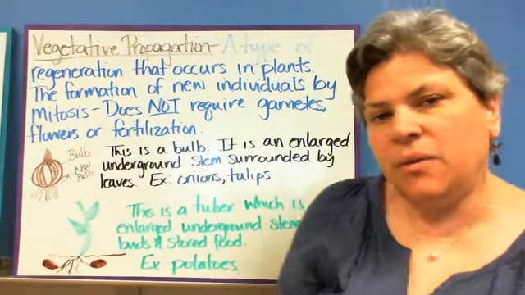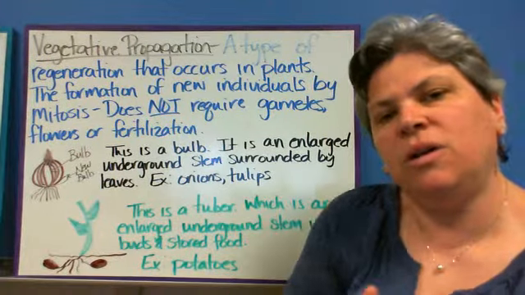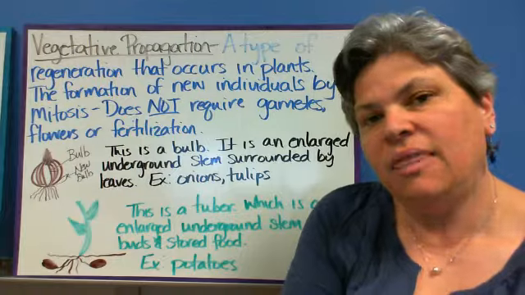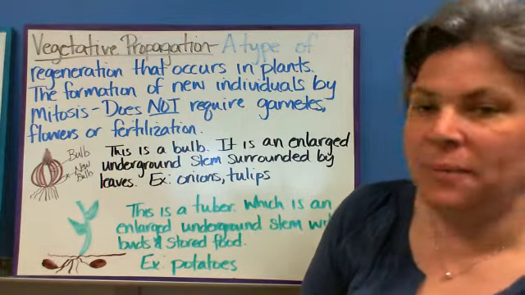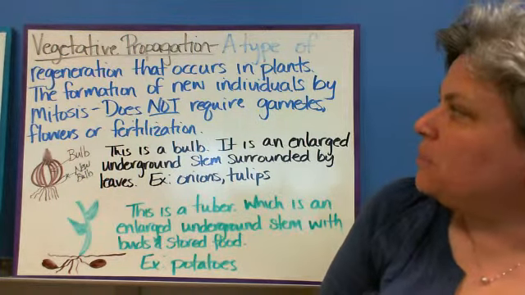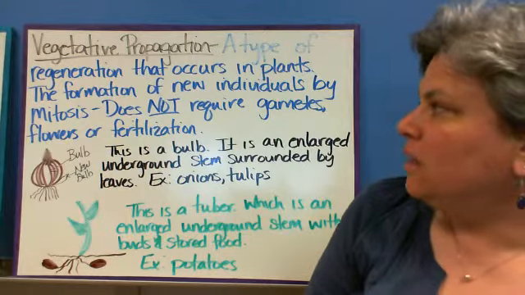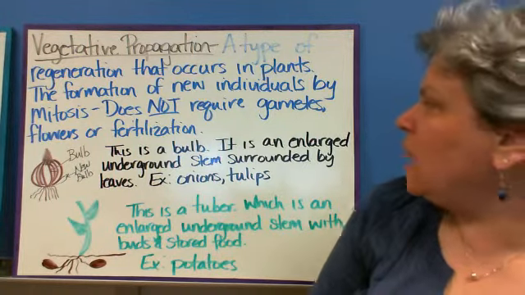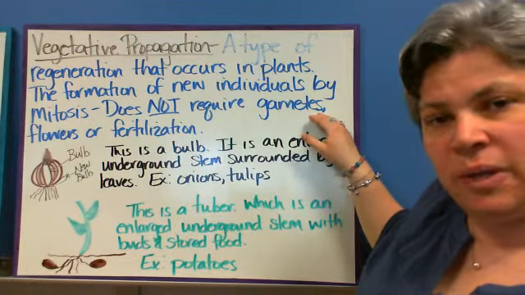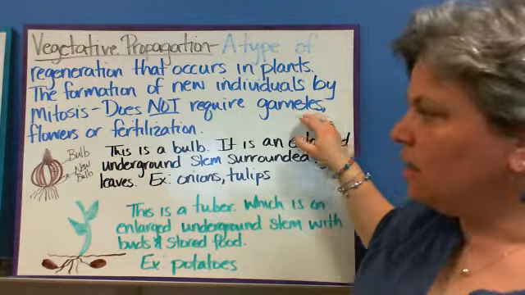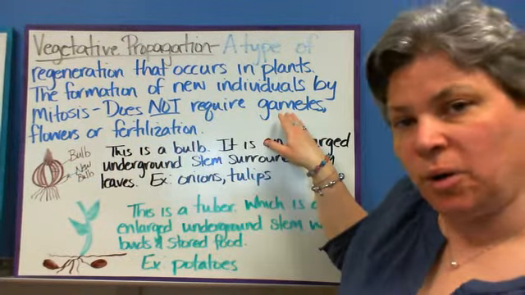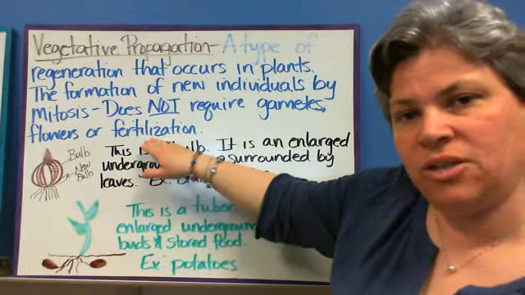So what we're going to do now is we're going to kind of switch gears a little bit, and we're going to talk about asexual reproduction that can occur in plants. And that process is called vegetative propagation. It's a type of regeneration that occurs in plants. The formation of new individuals by mitosis. It does not require gametes, which would be sex cells like sperm and egg. It doesn't require flowers. And if it doesn't require the sperm and egg, then it doesn't require fertilization either.